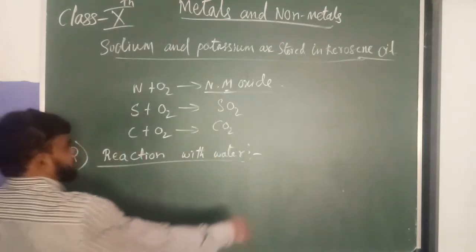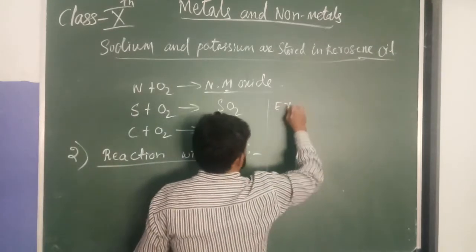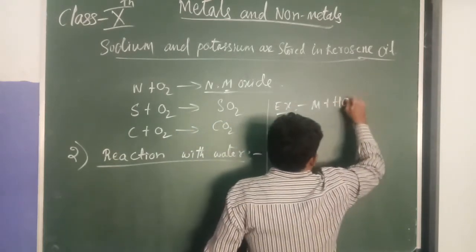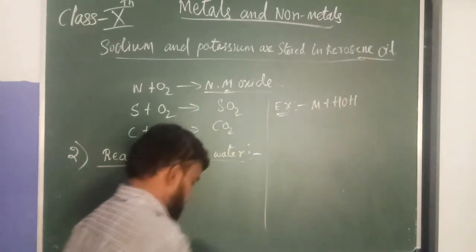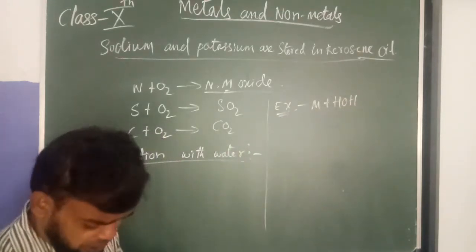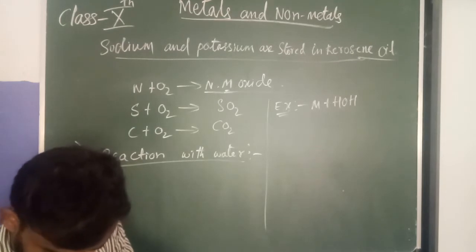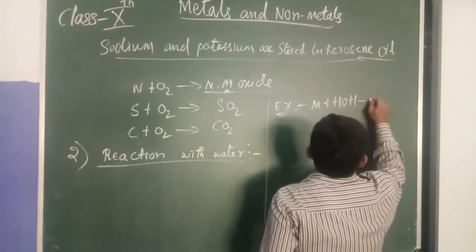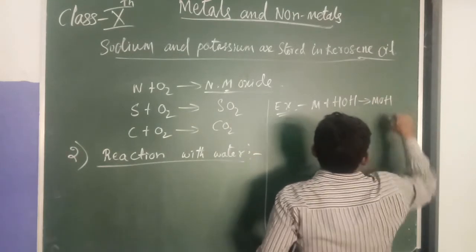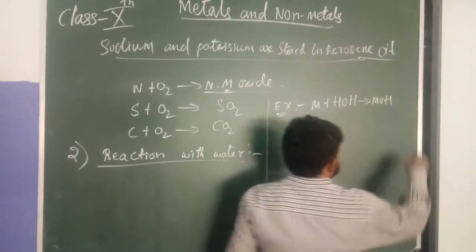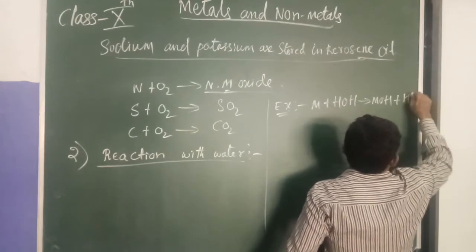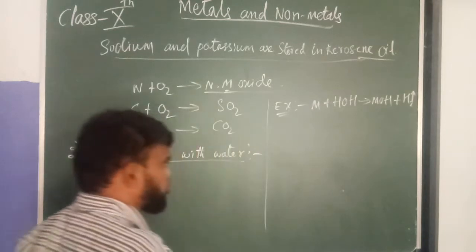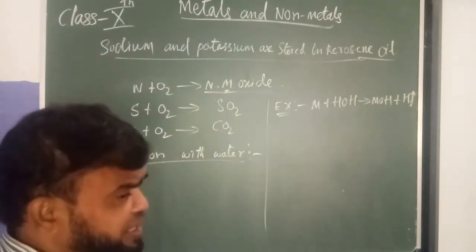So I will take an example here. See, metals react with water, H2O, and what will we get? Metal hydroxide plus hydrogen gas will be released. This is the arrow mark. Metal hydroxide plus hydrogen gas will be released from there.